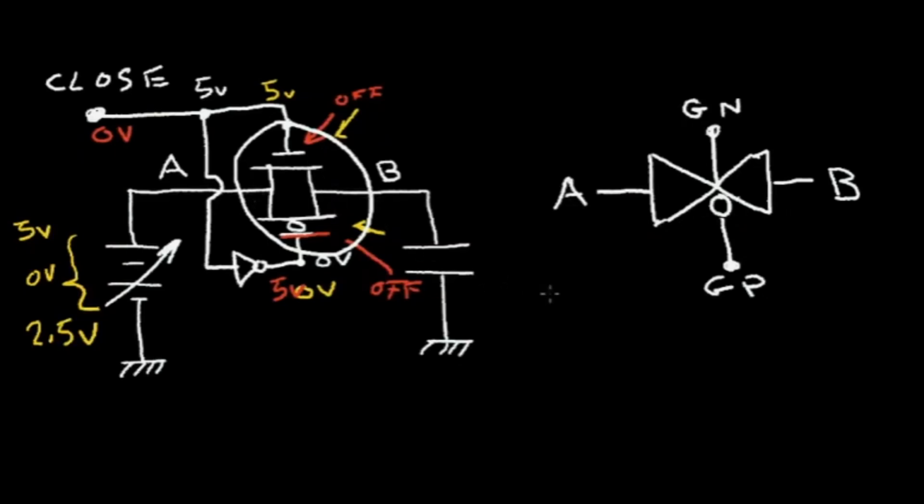And so hopefully this gives you some idea of how the CMOS switch works. Now this switch is also called a pass gate, is sometimes called a transfer gate, and sometimes called a transmission gate.